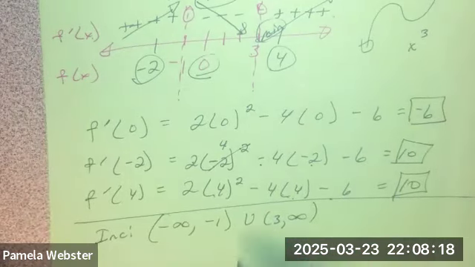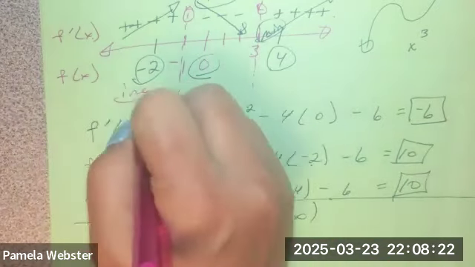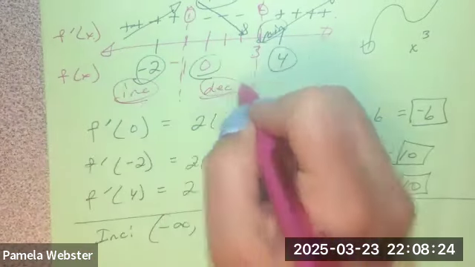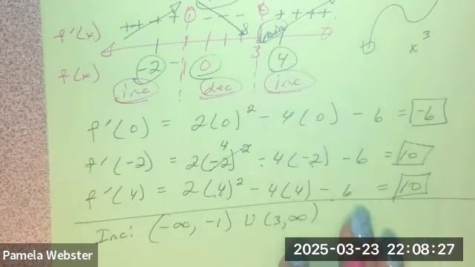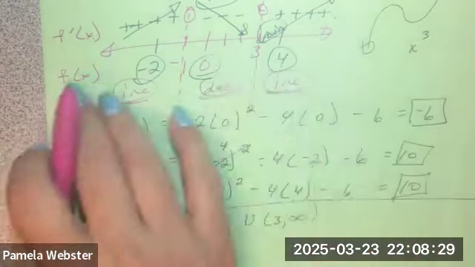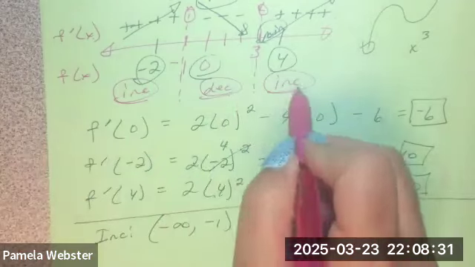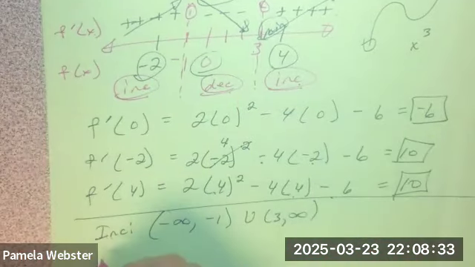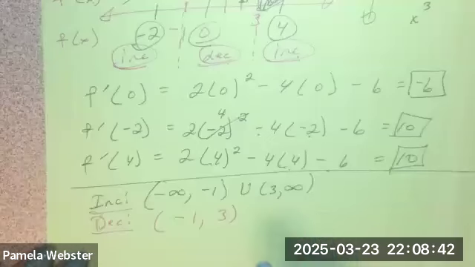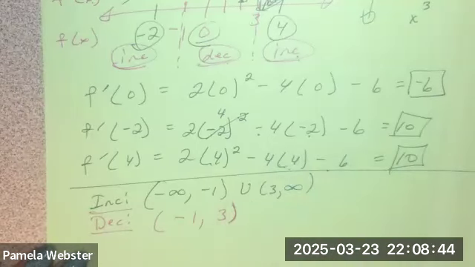Absolutely. Okay. And then this section in the middle, if you remember, so this is an increase, this is a decrease, and that was an increase. That's what I'm telling you. On the graph, on the original function, increase, decrease, increase. All right, so for the decrease, that's happening in between those two critical values. So between -1 and +3. Okay, so there are my intervals for increase and decrease.